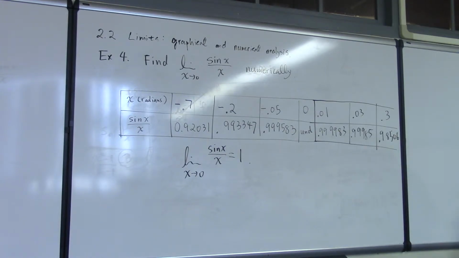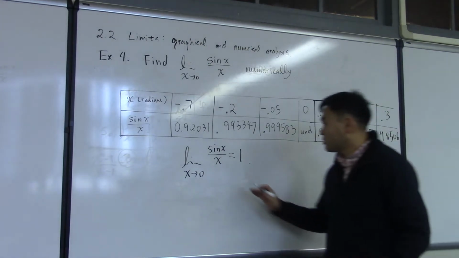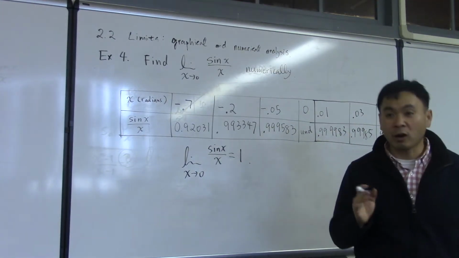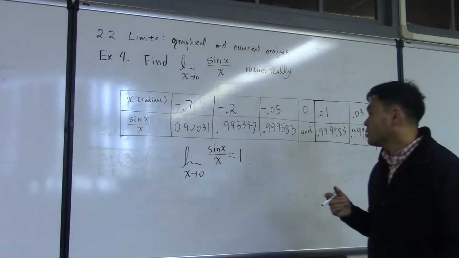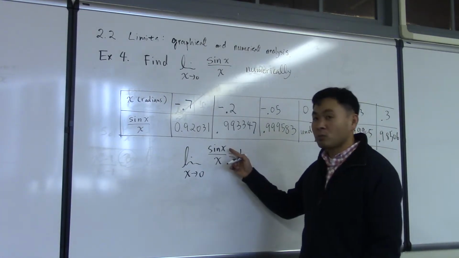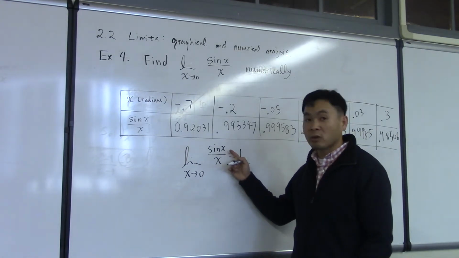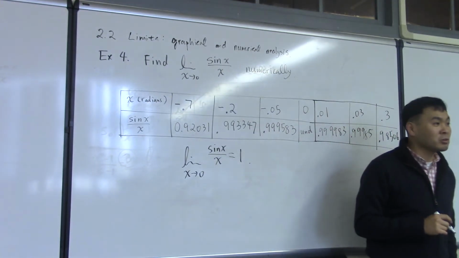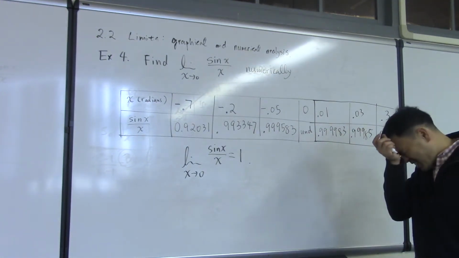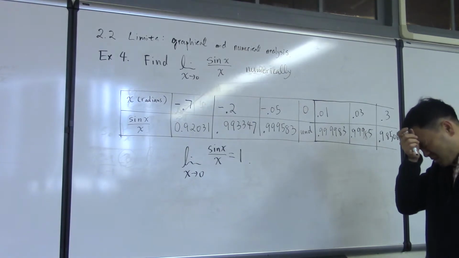Now, I want to make a comment on why we like radians in math, in calculus. The reason that we like radians better is if you did the same thing with a calculator in degree mode, you're not going to get this 1. You're going to get a totally different value.